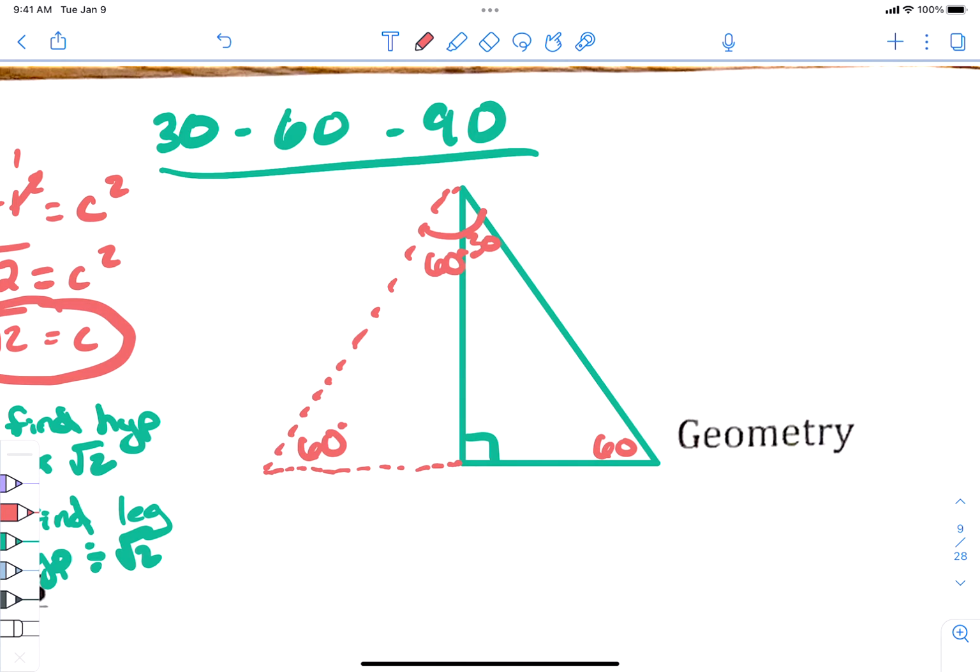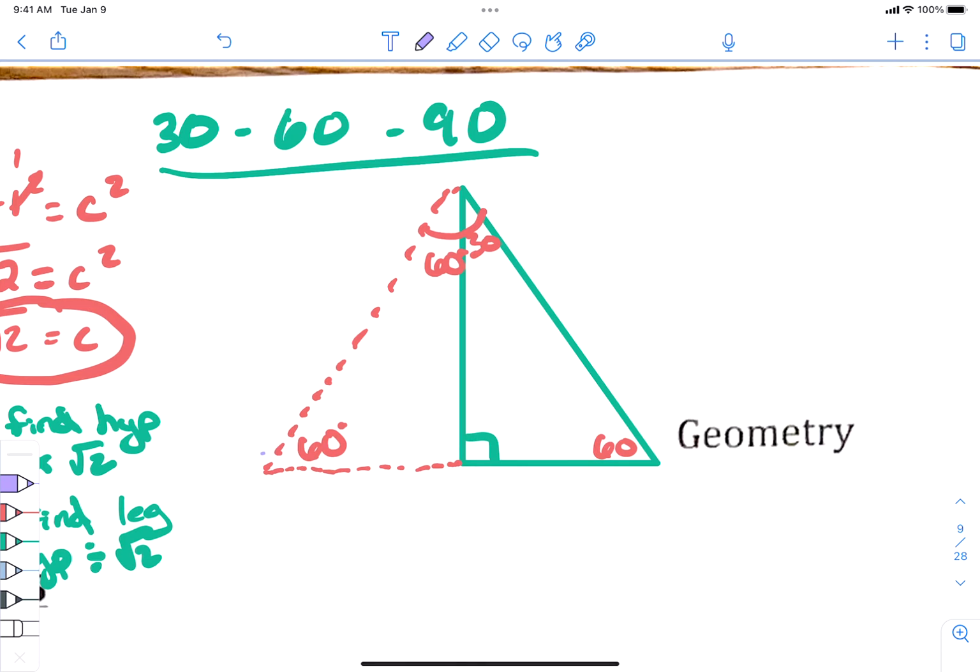You don't necessarily have to write this in here. I'm just showing you how these numbers magically come about. I know mine doesn't look great, but anyway. Okay, so this is my equilateral triangle. Ready? Okay, now here's what I could do.